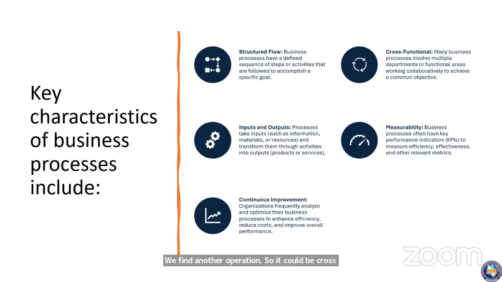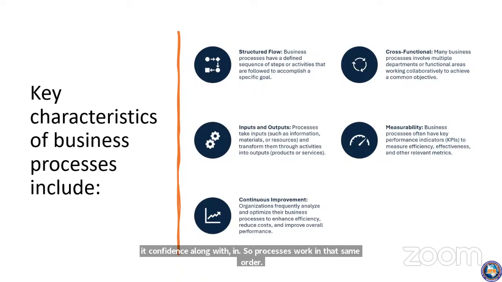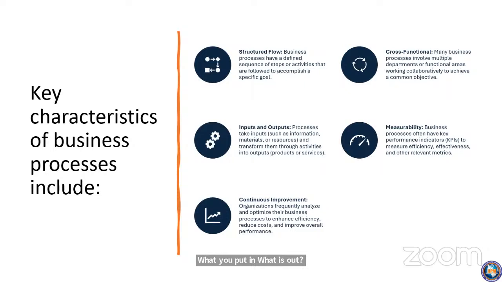And then measurability. Processes should be measurable, or processes are measurable. Remember, every process has an expected output. You know, there's what we call garbage in, garbage out. That's a computer language. So processes work in that same order: what you put in versus what is out. Every company wants to have maximization of profit, maximization of resources, maximization of systems, maximization of everything they are putting in. So every output is expected to give a result.